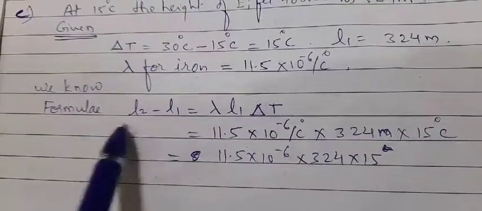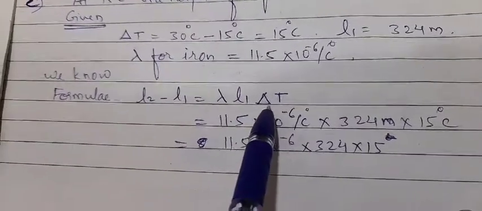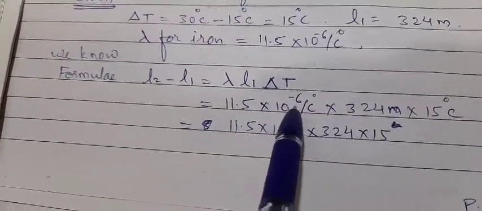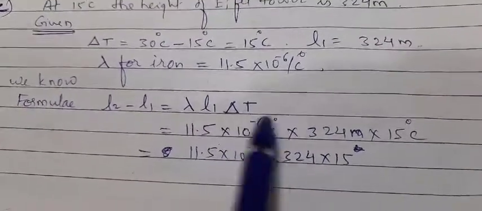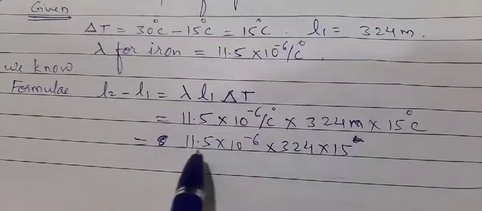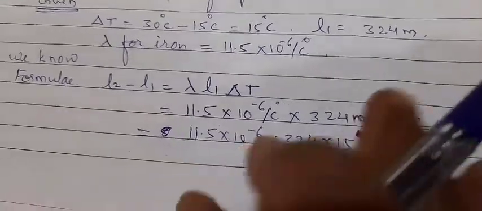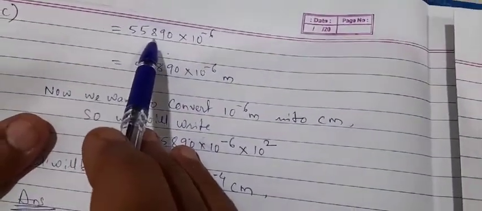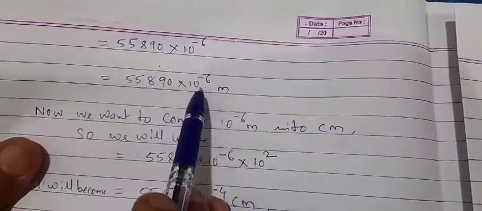So we know the formula: L2 minus L1 is equal to lambda into L1 into delta T. Put the value of lambda, 11.5 into 10 raised to minus 6, into L1, 324 meter, into delta T, 15 degree. Simplify: 11.5 into 10 raised to minus 6 into 324 into 15. If you calculate this, we get 55,890 into 10 raised to minus 6.